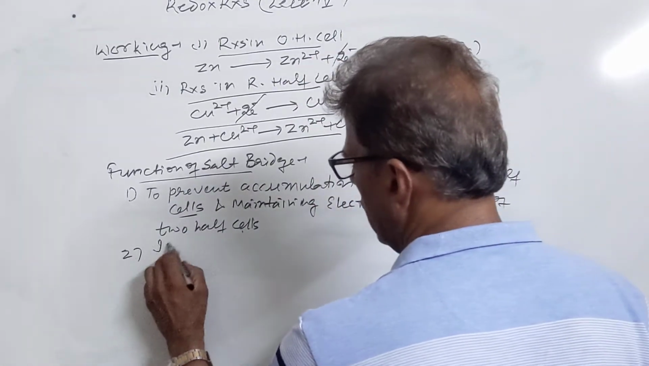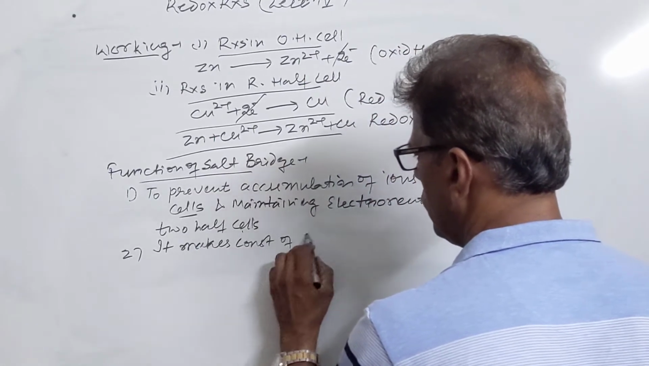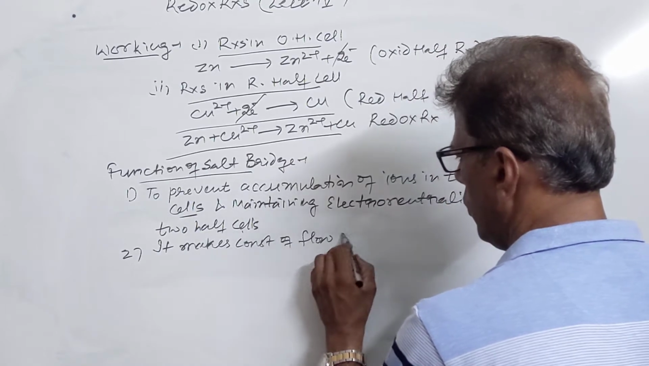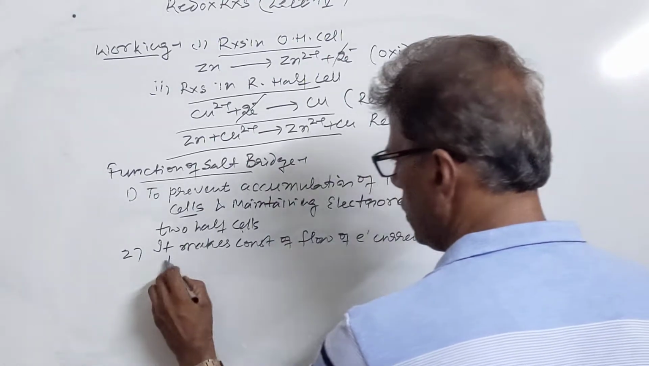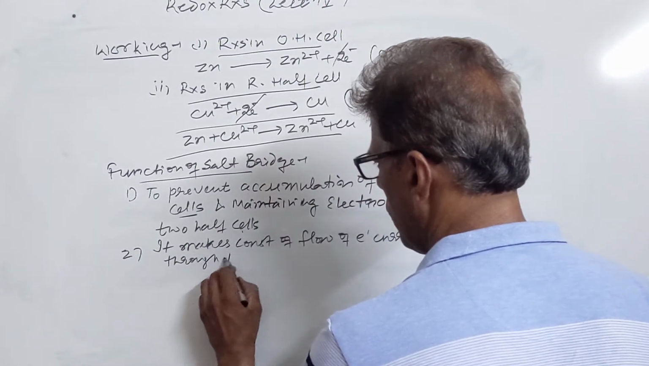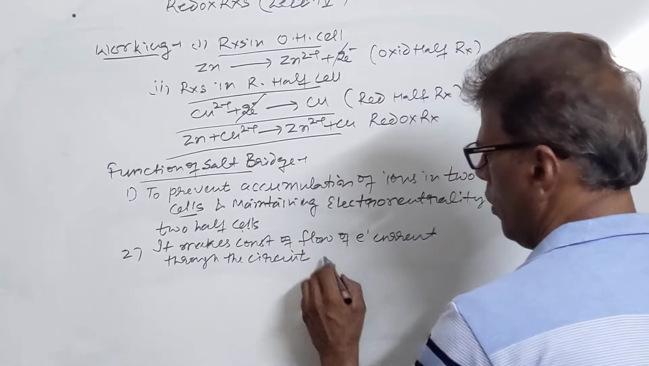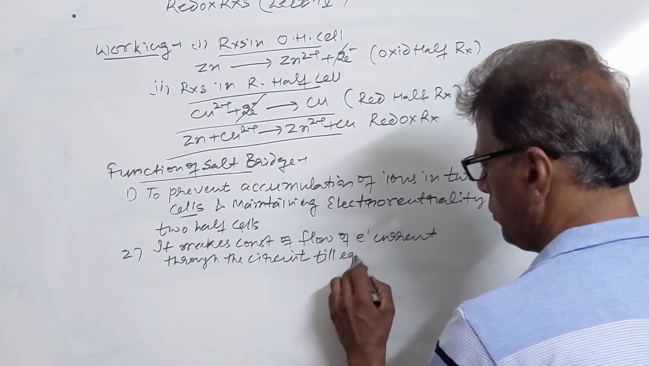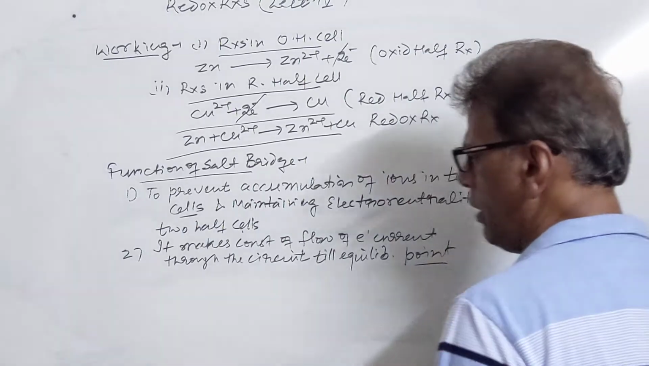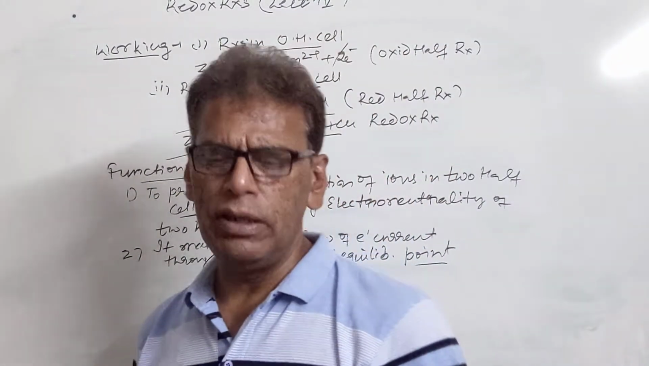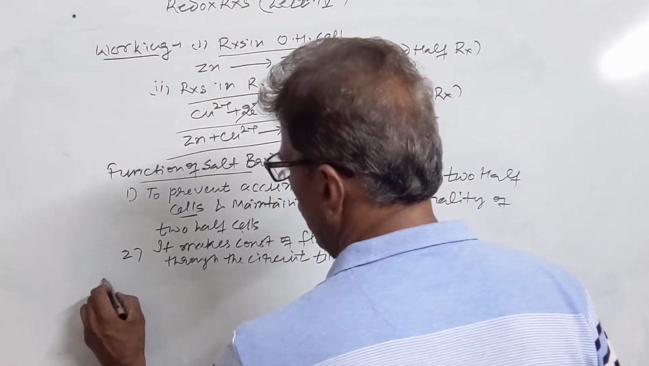Second, it makes a constant flow of electric current through the circuit till the equilibrium point. This is the point at which the reduction potentials of both electrodes become equal. So this is the main function of the salt bridge. Now we come to the representation of the cell.